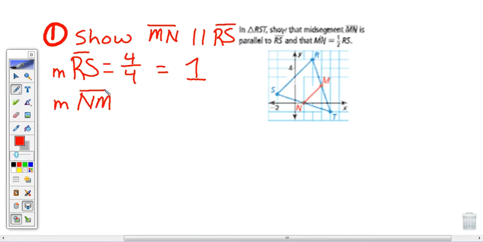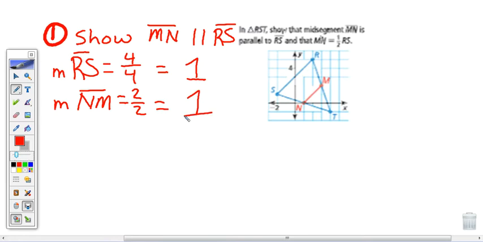What's the rise? Looks like 2. Run 2. Oh my gosh, how do the 2 and 2 compare to the 4 and 4? It's the same slope, but how do the 2's compare to the 4's? They're half of it, right? Both half of it.